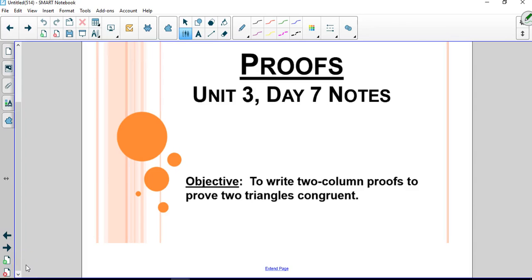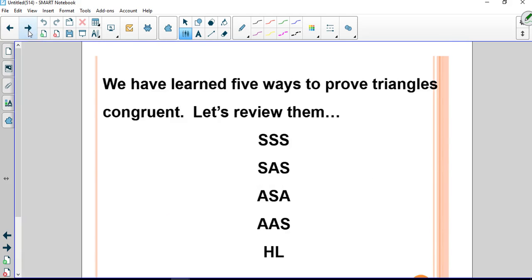Okay, now we're going back to proofs. We're going to learn to write two column proofs, prove two triangles congruent. We're going to take all the stuff we've been doing the last few days before the quiz on proving triangles congruent, just drawing them out, marking the sides, marking angles, and using our rules. What are those rules? SSS, side, side, side, SAS, side, angle, side, ASA, angle, side, angle, and HL.